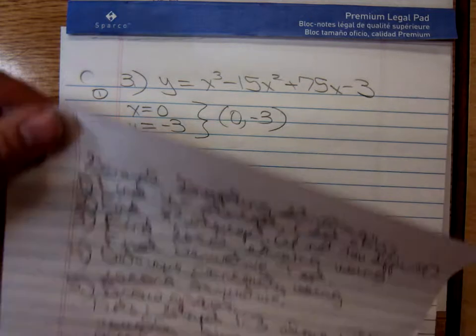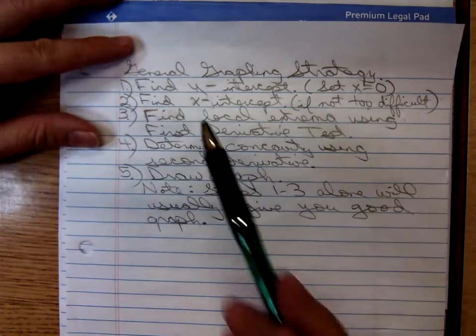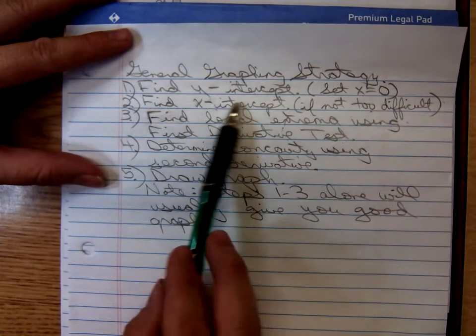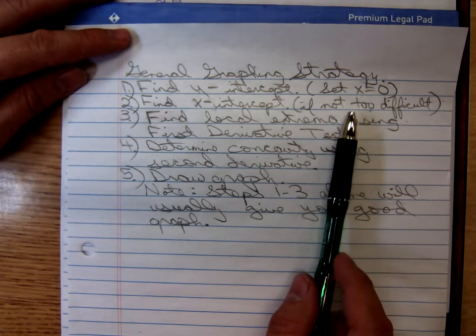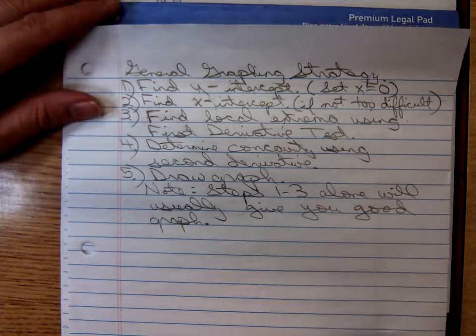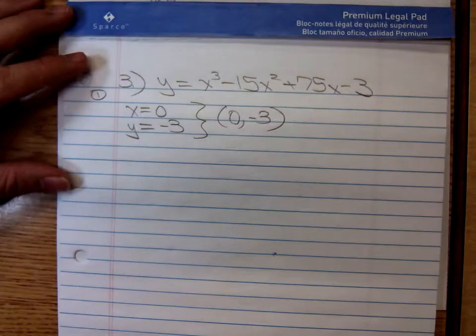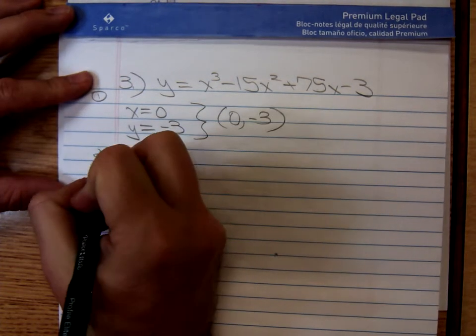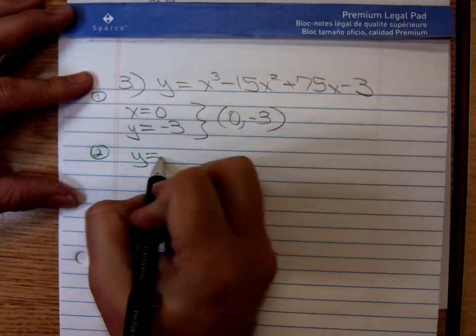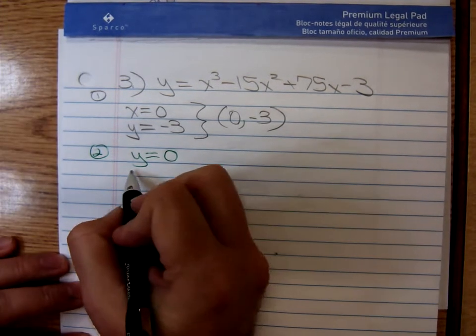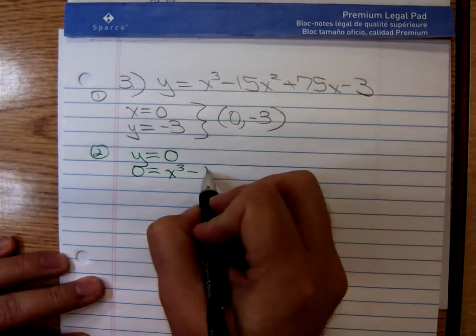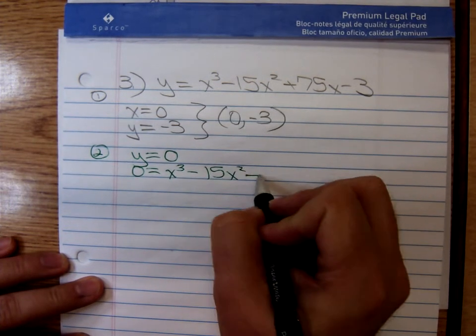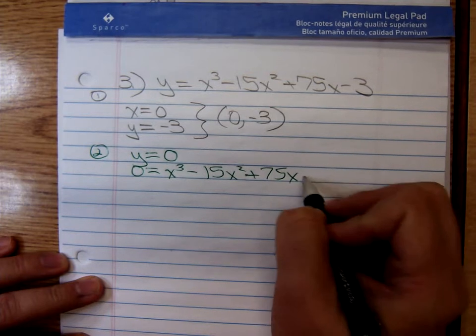Second step, we'll find our x-intercepts if it's not too much work. That's what I mean if I say if it's not too difficult. If it's not too time-consuming, find the x-intercepts. To do that, we set y equal to 0. So we have 0 equals x cubed minus 15x squared plus 75x minus 3.